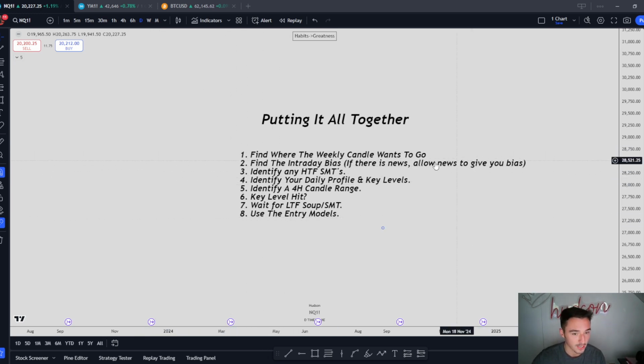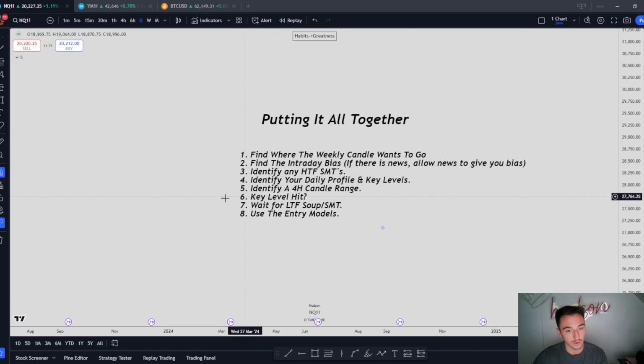I'll find the intraday bias. I'll see if there's any higher time frame SMTs. I'll identify a key level or a daily power of 3. Identify a 4 hour candle's range, and then I'll wait for that key level to be hit, and then I'll wait for the soup or SMT, and then I'll soup it, right? That's all I do, right?